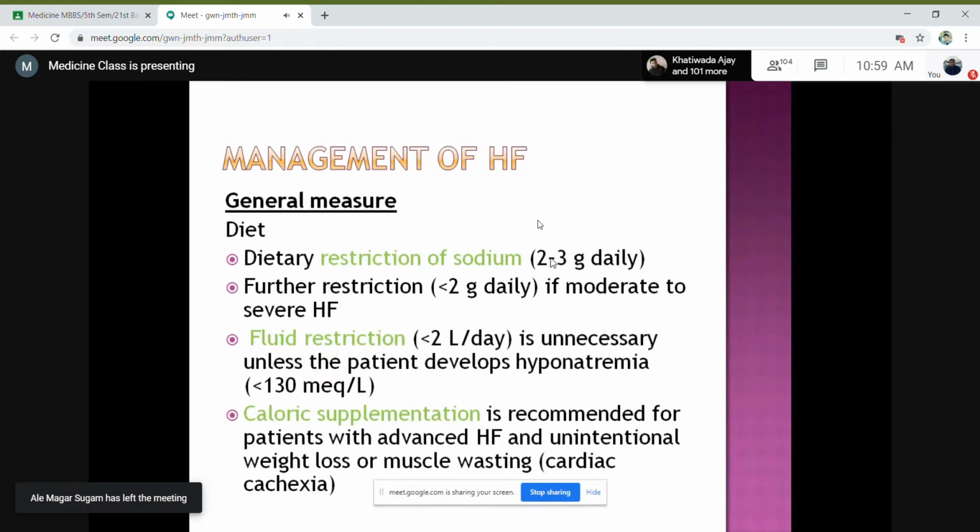Now, regarding the diet, sodium restriction to around 2 to 3 grams per day. Further restriction is required if the patient has moderate to severe heart failure. Fluid restriction is unnecessary unless the patient develops hyponatremia with sodium level of less than 130 milliequivalent per liter. And if the patient has cardiac cachexia, there is a role for caloric supplementation as well. It is generally for patients who have advanced heart failure and unintentional weight loss or muscle wasting.